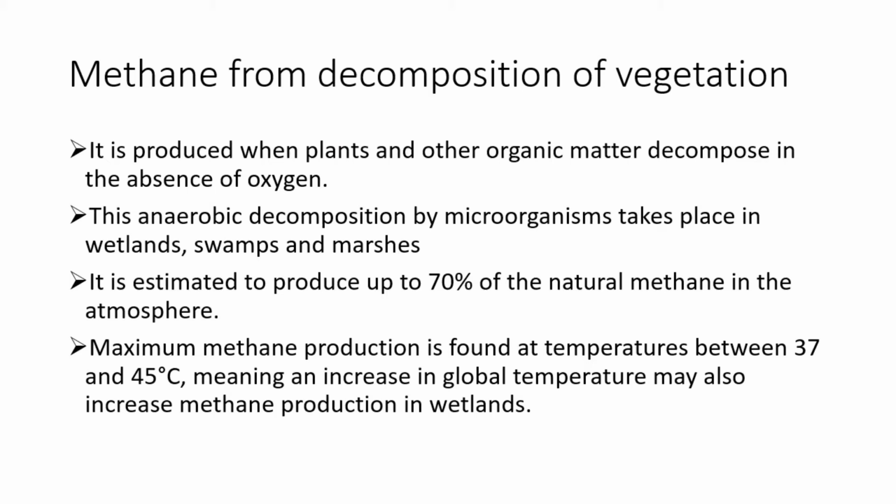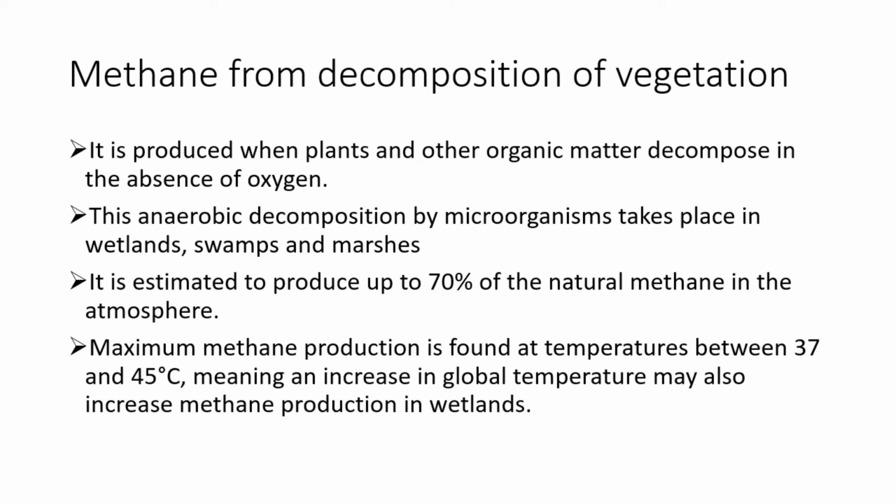Methane from the decomposition of vegetation. It is produced when plants and other organic matter decompose in the absence of oxygen, such as when they are underwater. This anaerobic decomposition by microorganisms, called methanogens, takes place in wetlands, swamps, and marshes, and it is estimated to produce up to 70% of natural methane in the atmosphere.